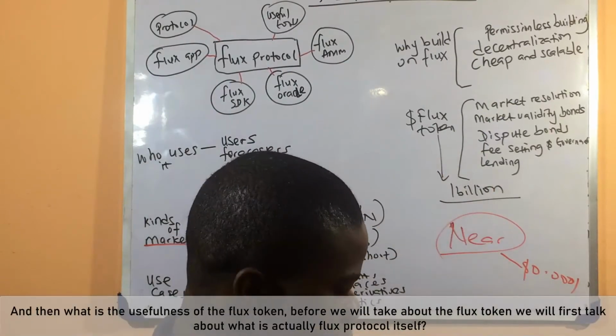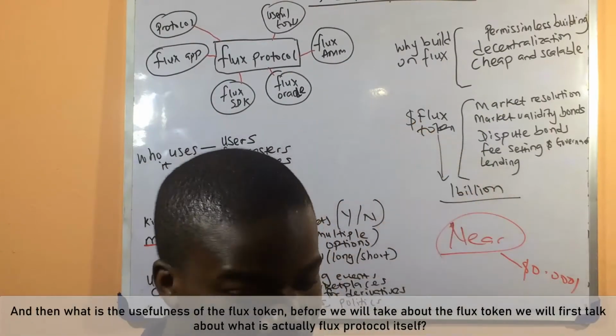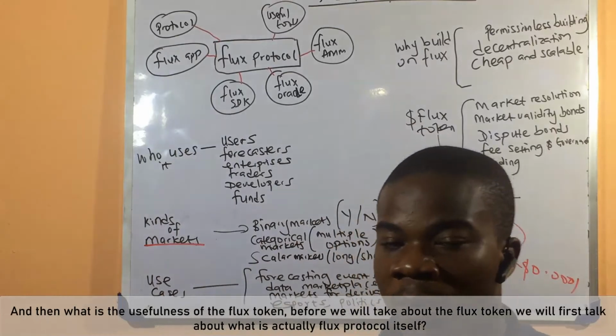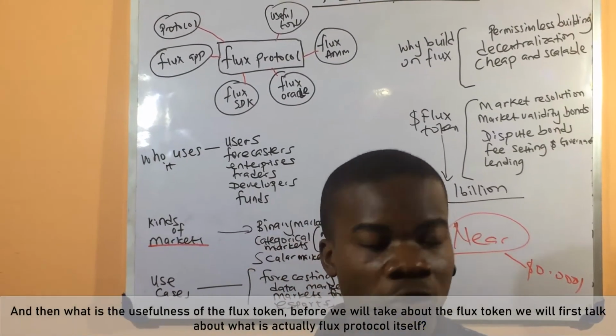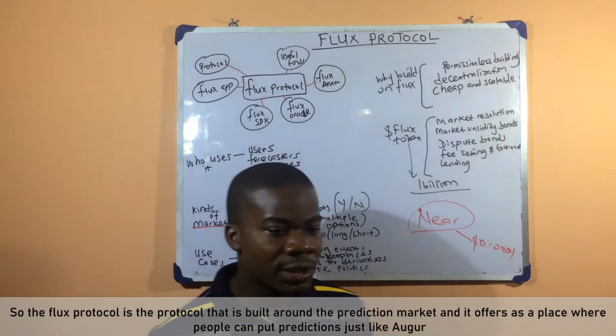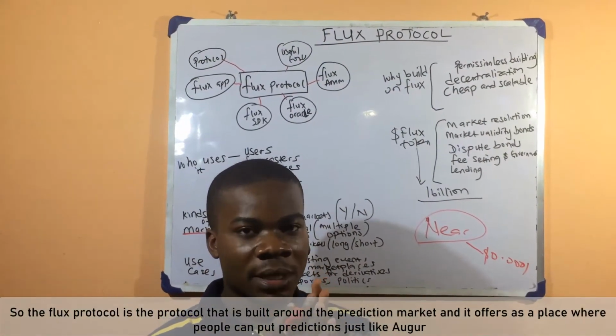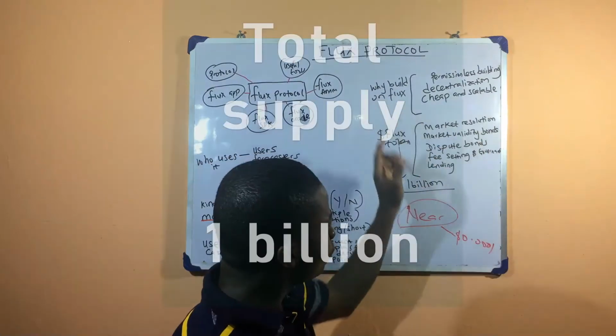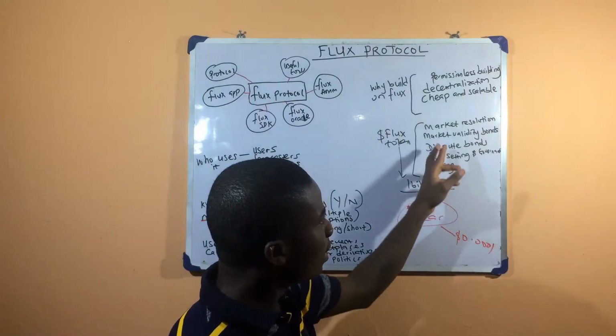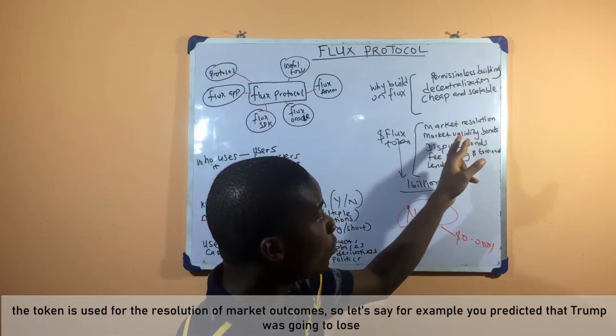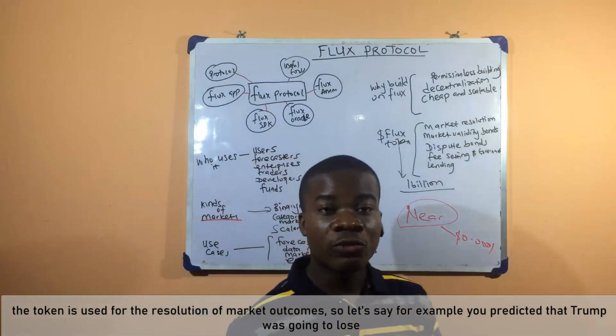And then what is the usefulness of the FLUX token? Before we talk about the FLUX token, we'll talk about what the FLUX protocol itself actually is. The FLUX protocol is a protocol that is built around prediction markets and the rest of them. The token's total supply is 1 billion. And then the token is used for the resolution of market outcomes.